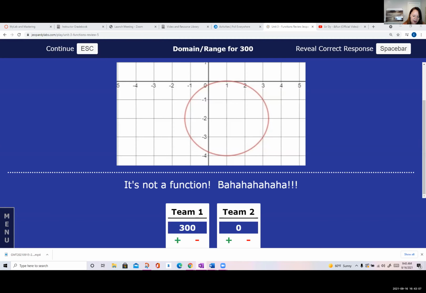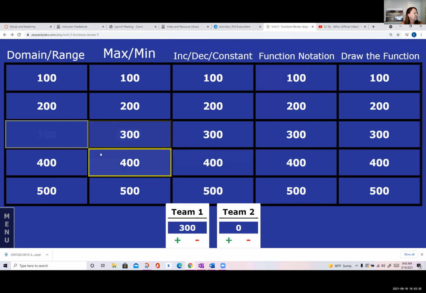I could still ask you what the domain and the range is of a graph that's not a function. So that maybe was a trick question. Let's go to the next one. We got 300 taken away from domain and range. Everything else is open on the board. What would you guys like to look at?